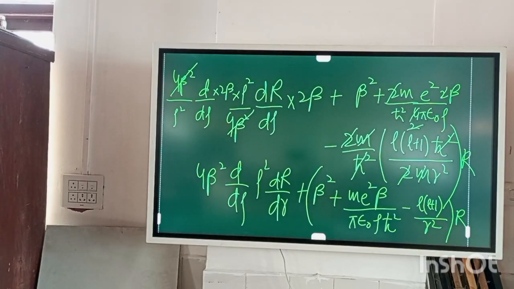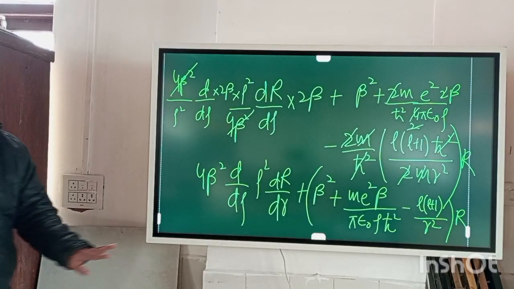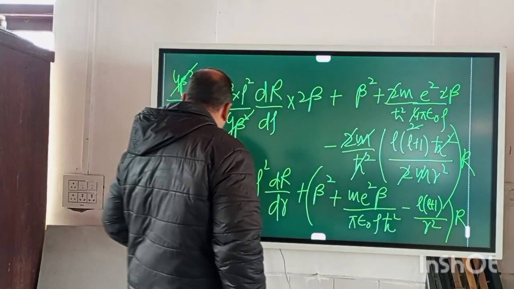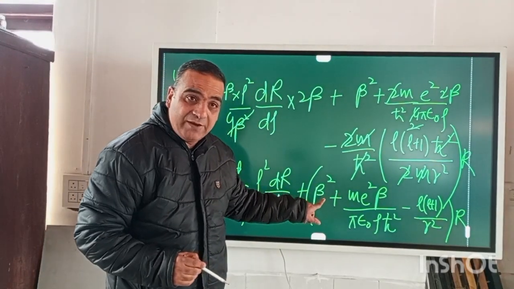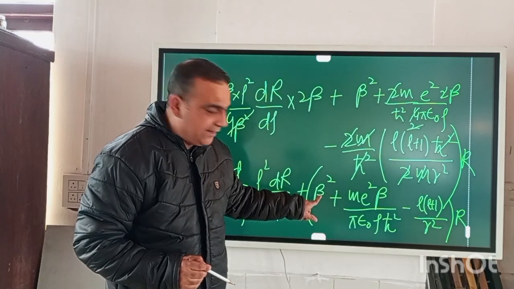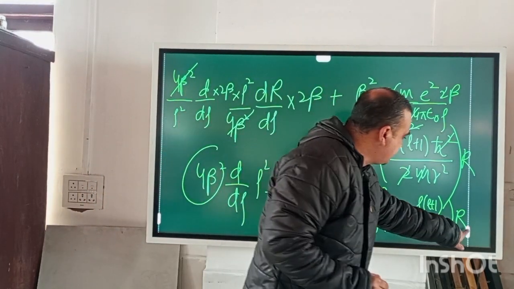I would like to divide this equation by 4 beta square, right? If I divide, I will get rid of this. Here I will get 1 by 4, right? Here I will get 1 by 4.